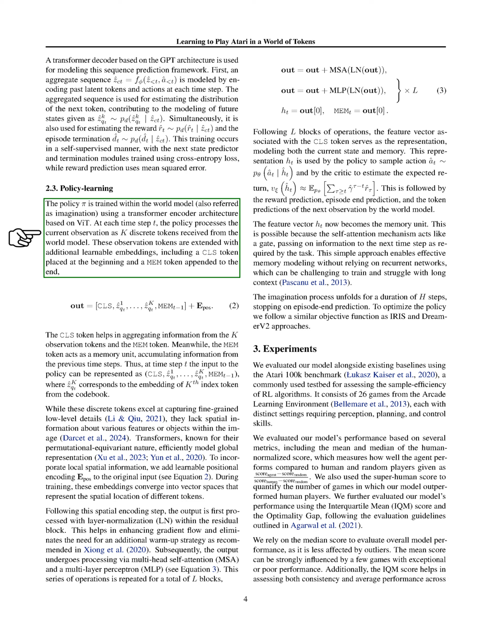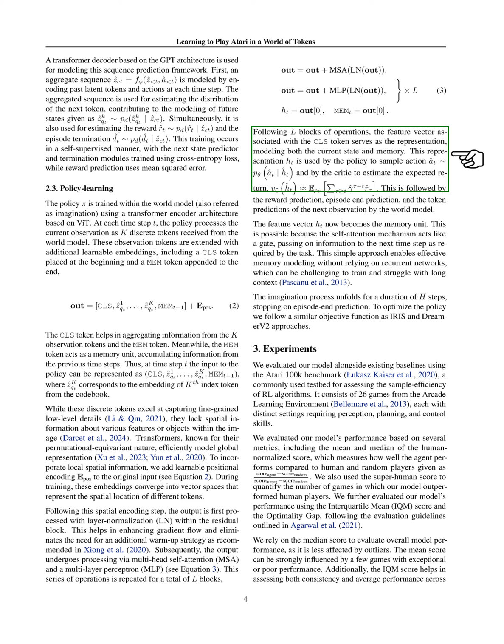In policy learning, the policy is trained within the world model using a transformer encoder architecture based on ViT. The policy processes the current observation as discrete tokens received from the world model, incorporating spatial information using positional encodings. The output is processed through multiple layers to generate the action and estimate the expected return.